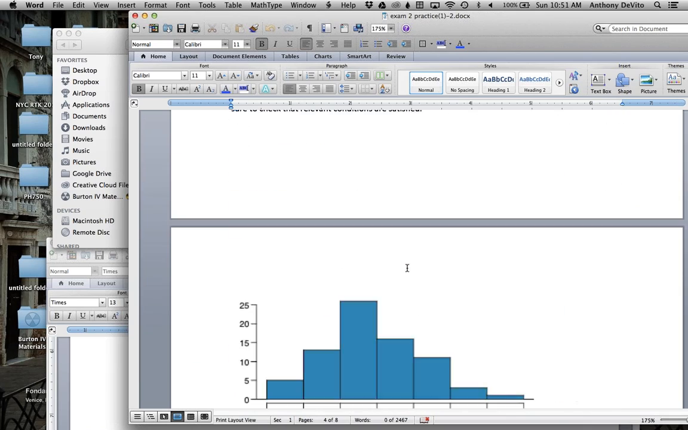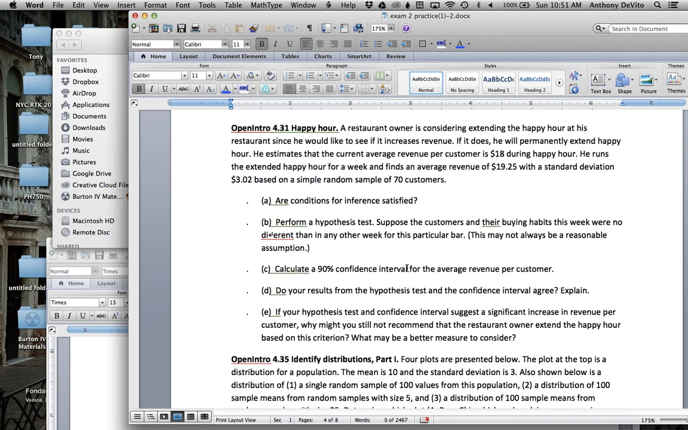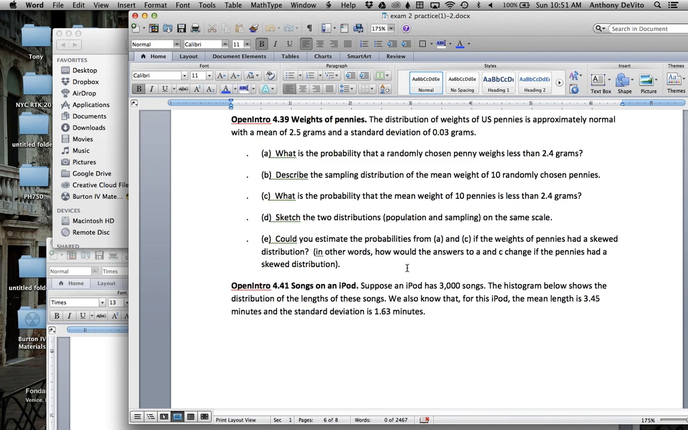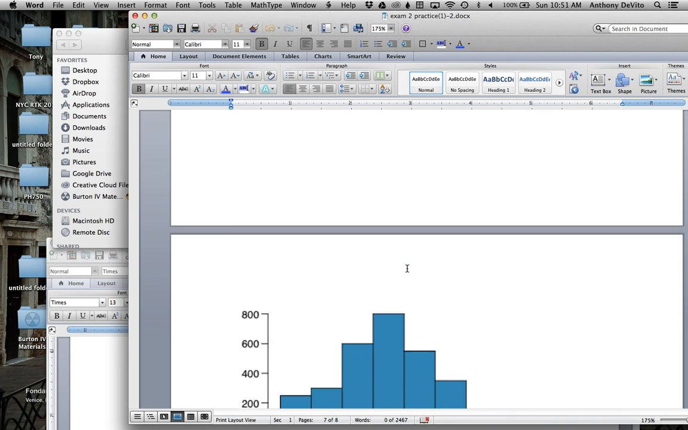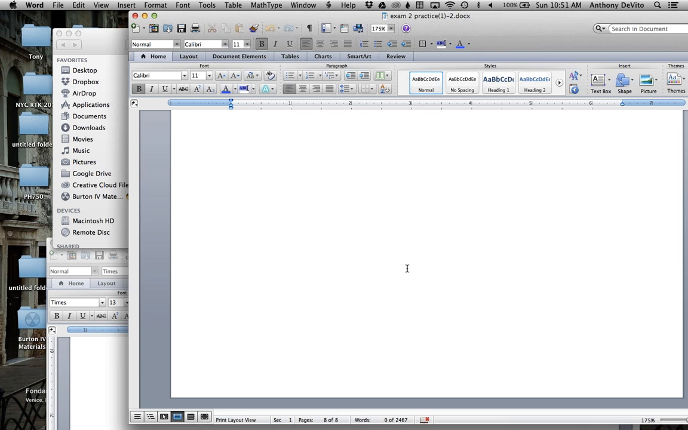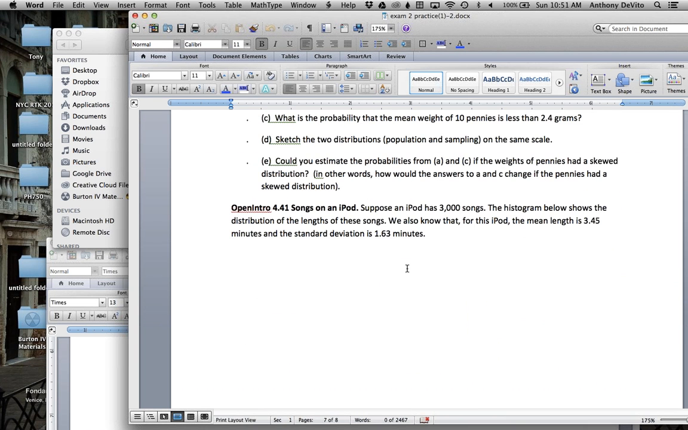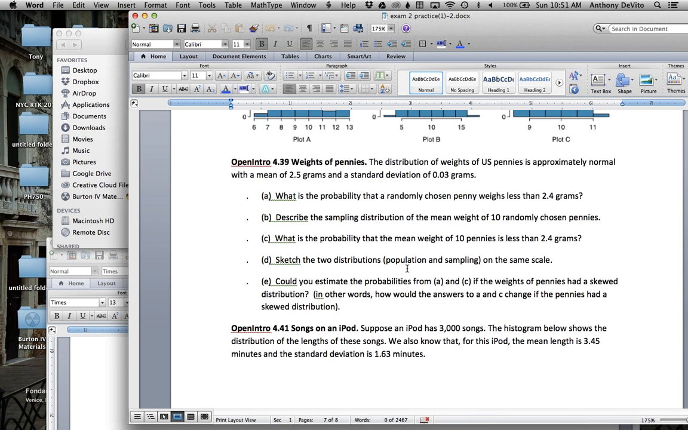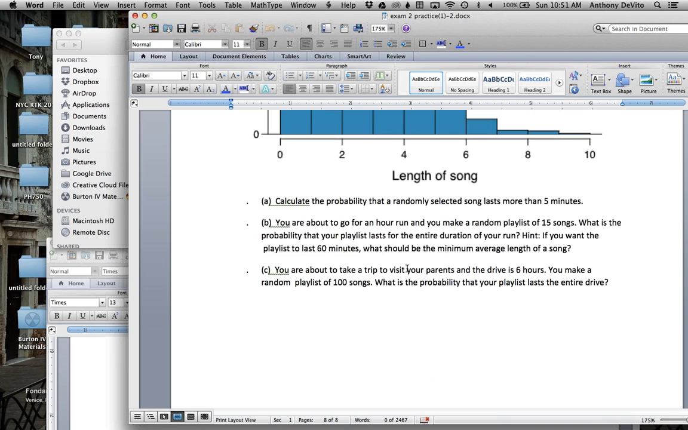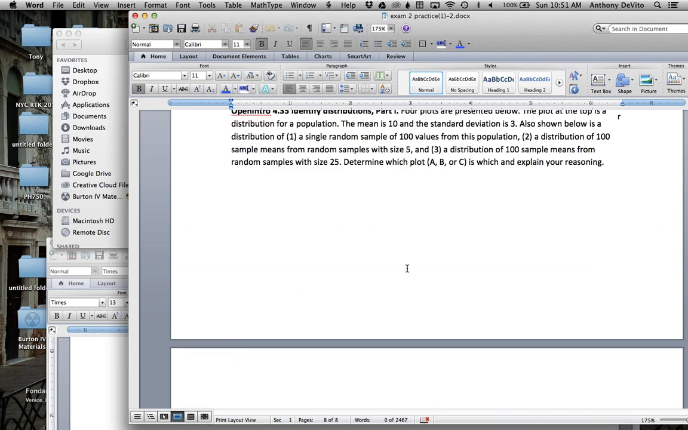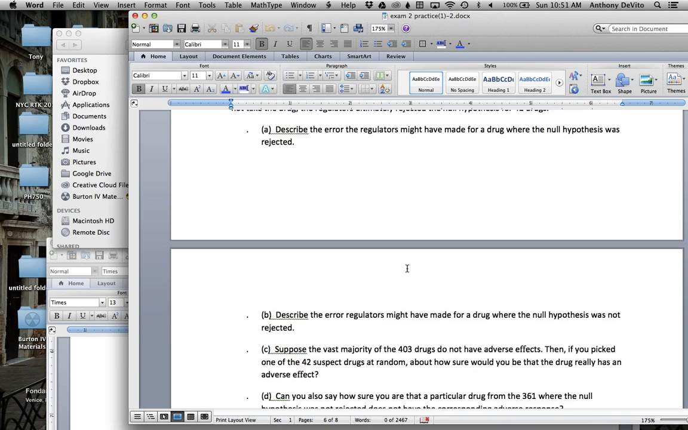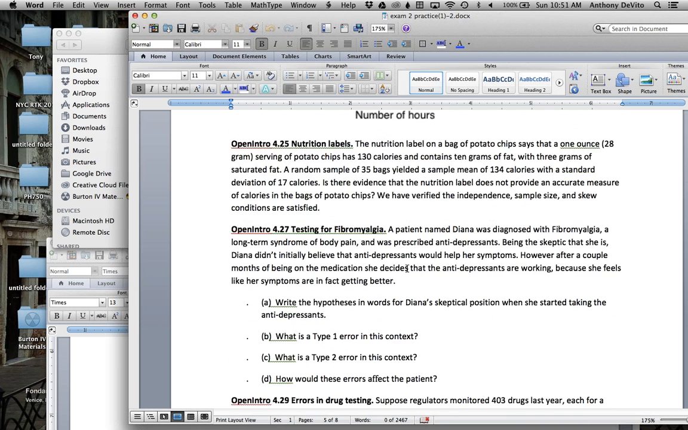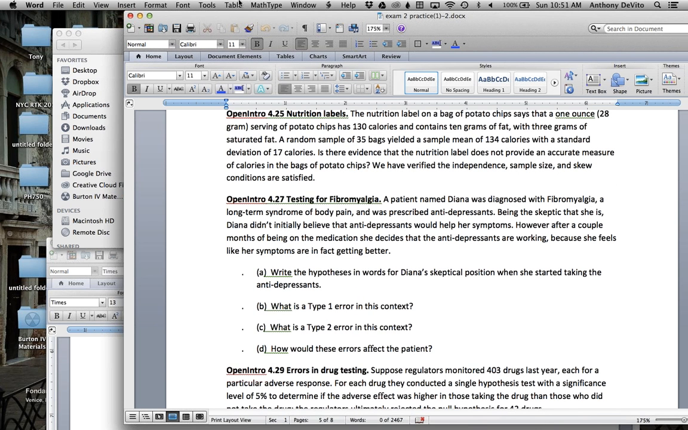4.47. Let's see if this is a difficult one. I'm going to start with this one just because somebody brought it up, and I'm curious to see what it was. Am I missing that? 4.47. Oops. Oh, 4.27. Okay. 4.27. Here we go.